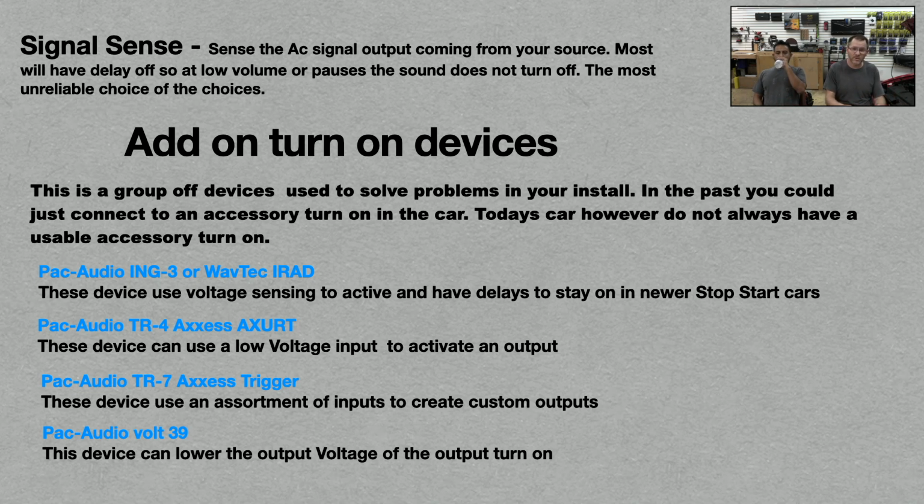Most factory cameras need a 6-volt turn on. Try to put 12 volts to them, you're going to be buying yourself a new camera. This device will solve that problem. These are all pretty cool little devices that you can have hanging around the install bay. But as you can see, remote turn on is just not a simple blue-white wire on the back of the radio anymore. It's getting quite complex.